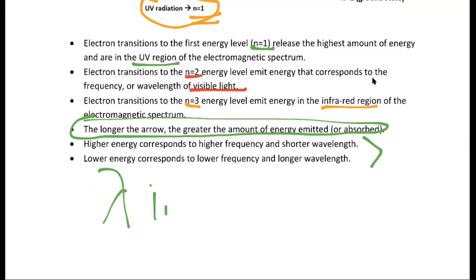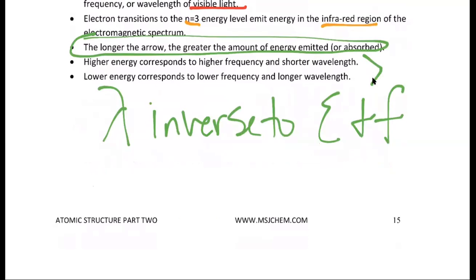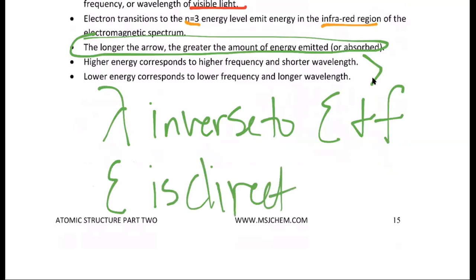Wavelength is inverse to energy and frequency. And we need to know that energy is directly related to frequency. So energy and frequency are directly related, meaning that they both increase or decrease in the same direction. But wavelength is inverse to both of them. So inversely proportional, meaning that as the wavelength gets longer, the frequency and energy will get lower, or vice versa.